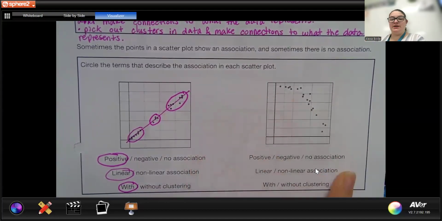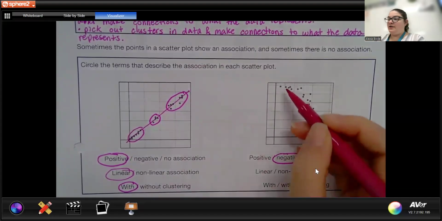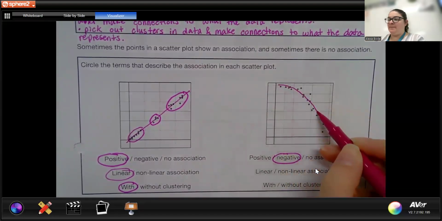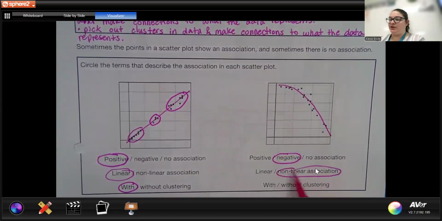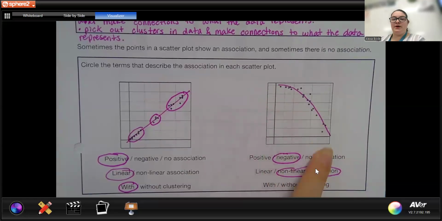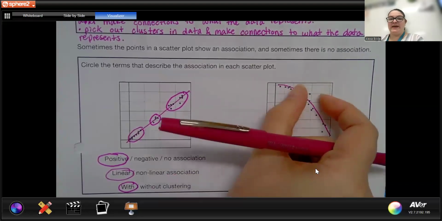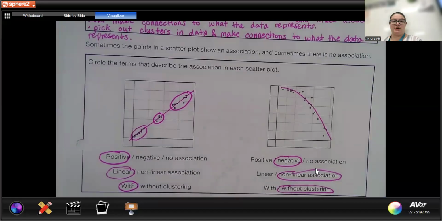Okay, this next one here is negative. These points are kind of going down, so there is a negative association. There is a slight curve, so a good line of best fit would have a curve to it, so it is not linear. And there's not a cluster. These points are all fairly on this line. There's no gaps between them, so there is no clustering. It is without clustering.